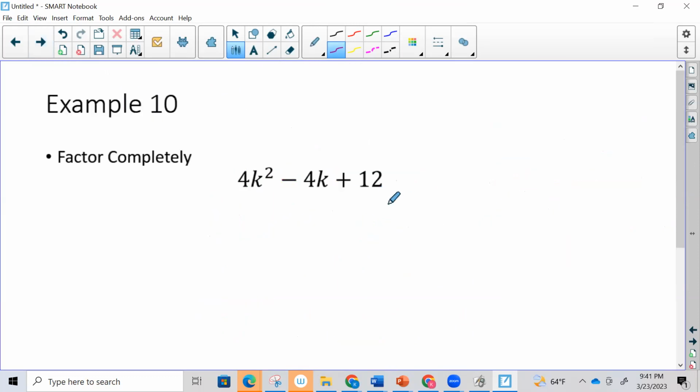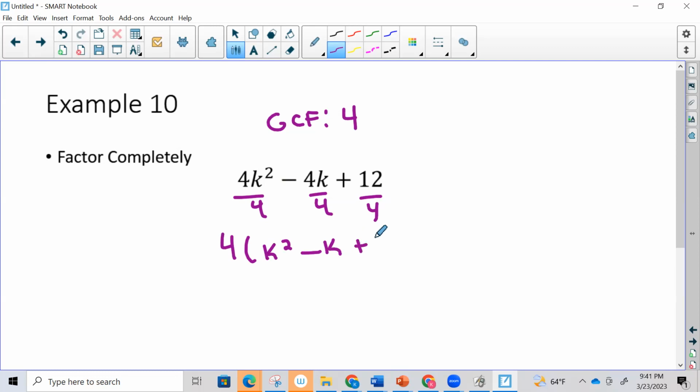Okay, the last one. Same thing, it's not in the correct form, so I want to check, is there a GCF? The answer is yes. 4 goes into all of these, there's no variable in common, so I have 4. I divide all of these by 4, and I get k squared minus k plus 3.